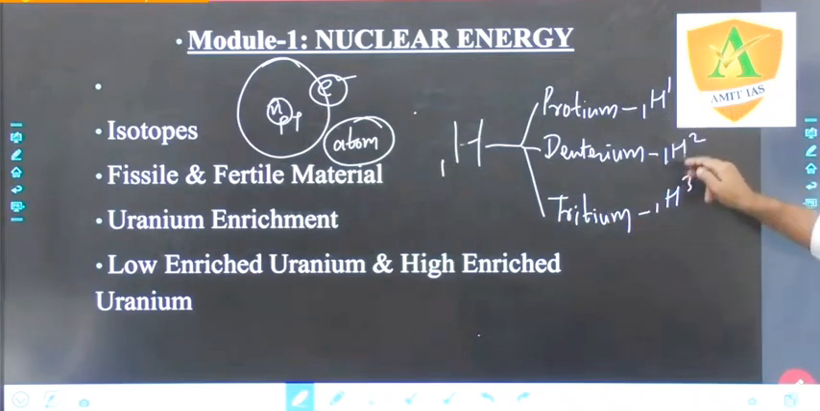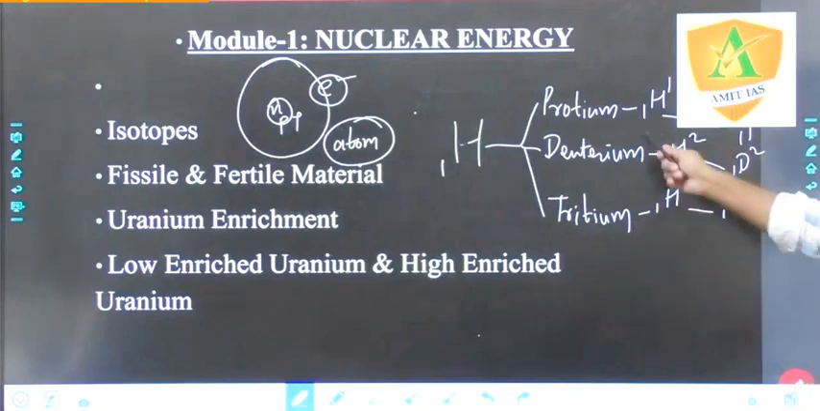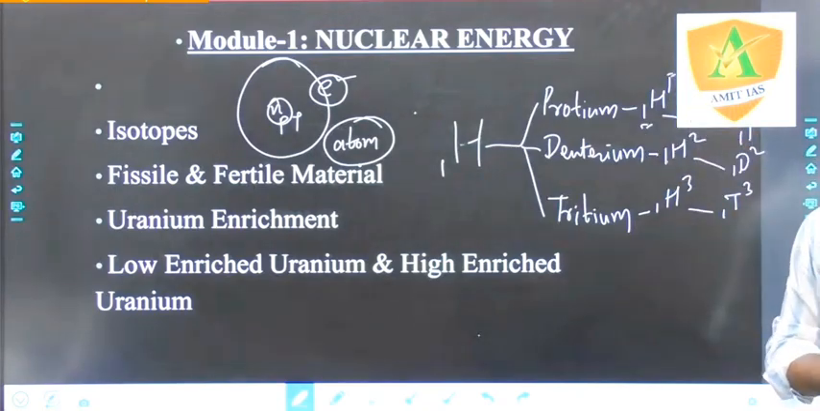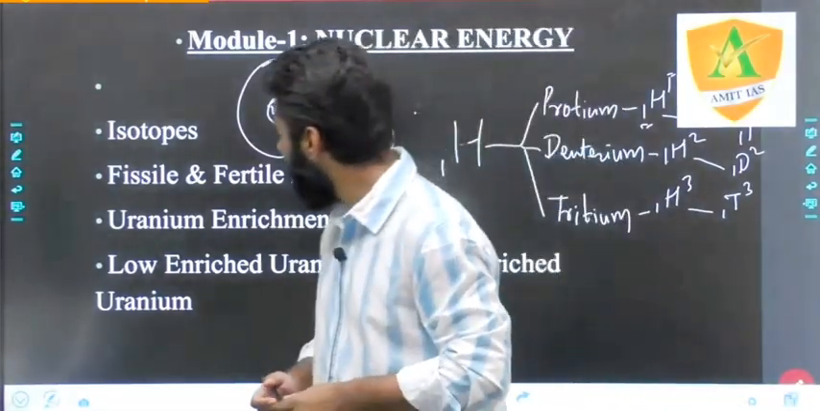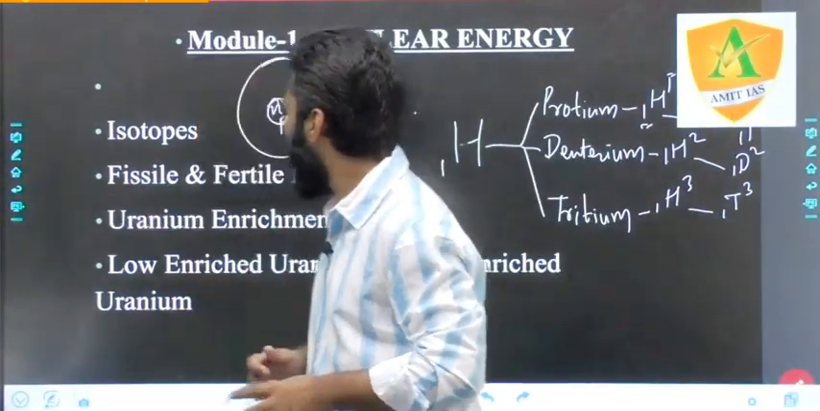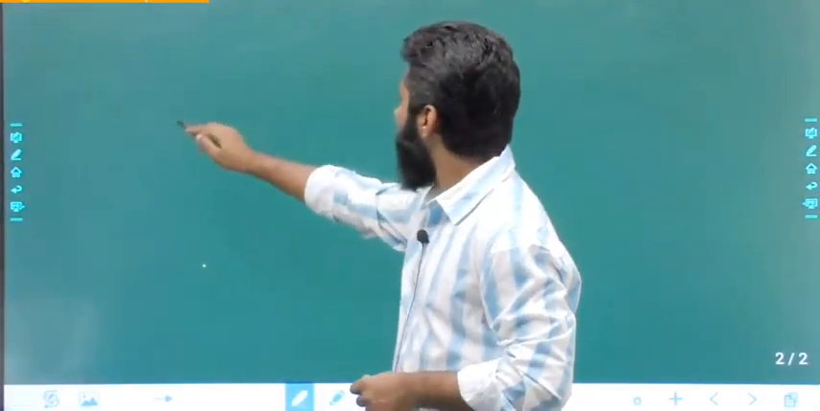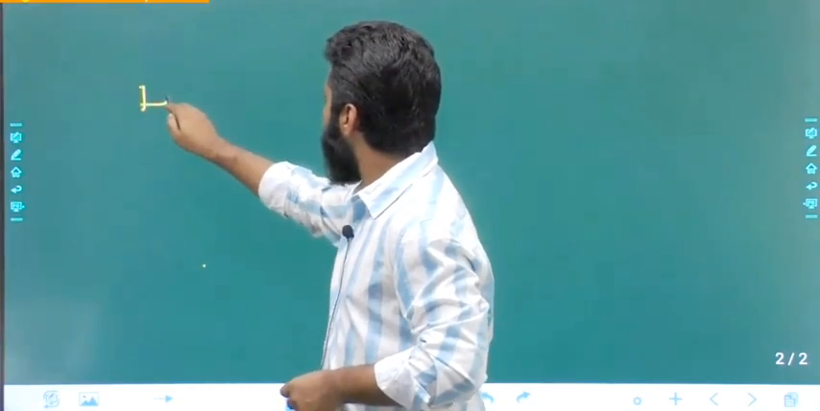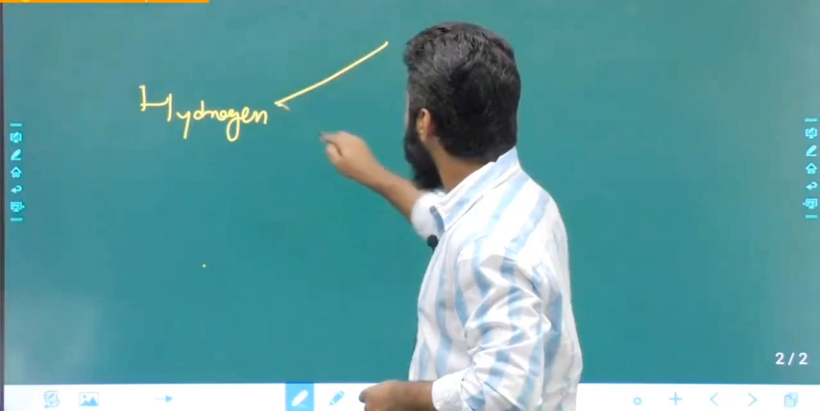You can write like this also: 1P1, 1D2 or 1T3. Any of these will do. So this is the atomic number and this is the mass number. What do we mean by this? This is the hydrogen atom, and these are the 3 isotopes.